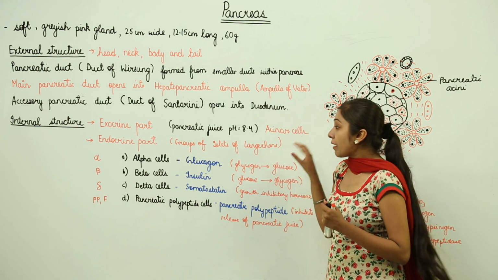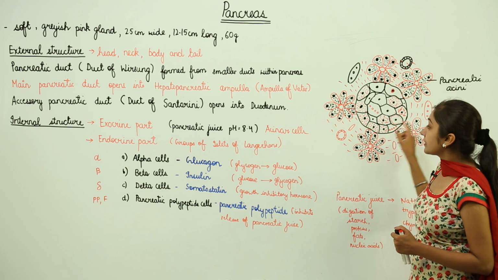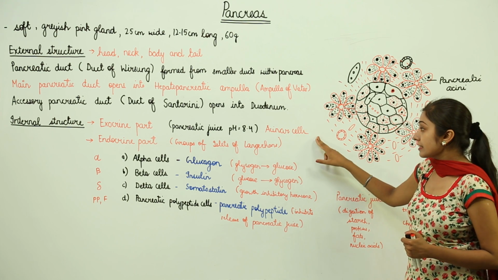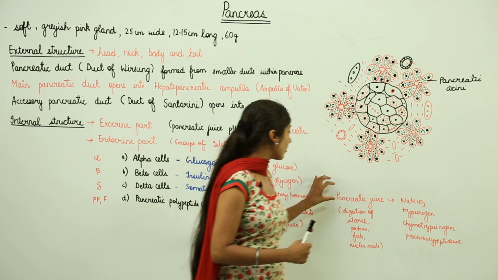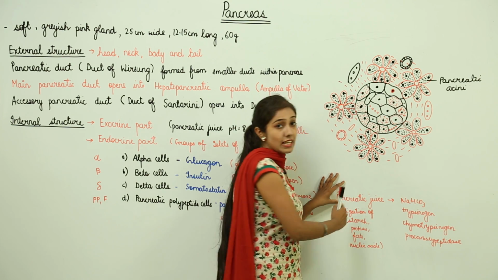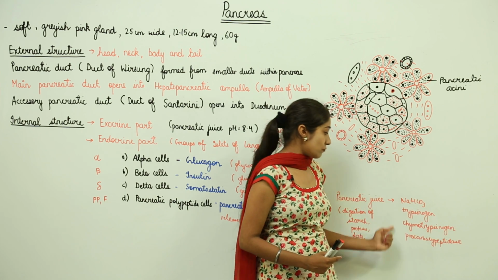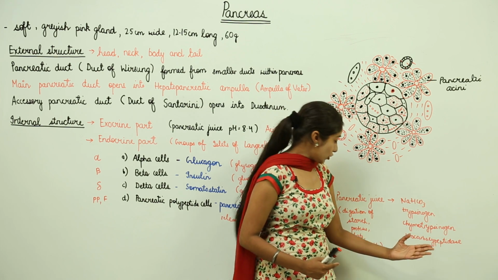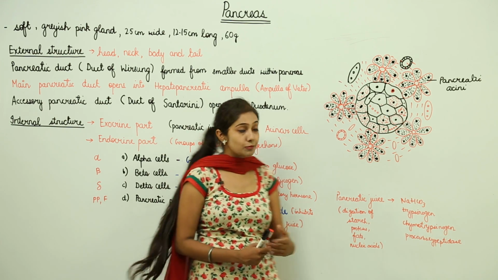So moving back to the exocrine part, remember, which cells are these? The acinar cells, right? They help in the release of the pancreatic juice, and this pancreatic juice contains sodium bicarbonate and these enzymes, which are the major enzymes here, which help in the digestion of starch, proteins, fats and nucleic acids.